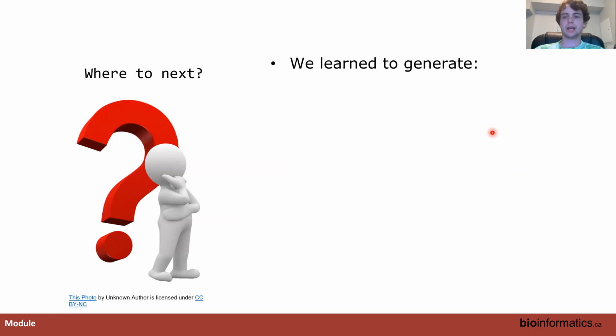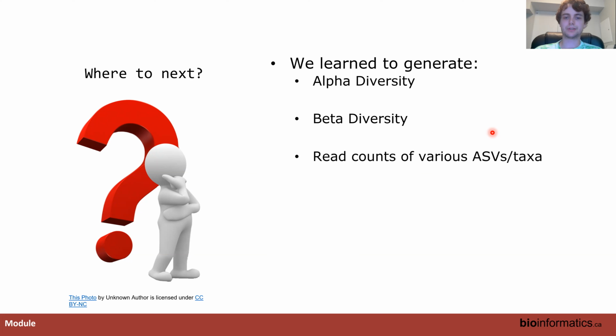And so, in the previous lectures, you've learned to generate a number of different metrics from raw 16S ribosomal RNA gene sequencing data. This includes alpha diversity metrics such as richness or Shannon diversity. It also includes various beta diversity metrics such as UniFrac or Bray-Curtis dissimilarity. Finally, you also learned how to generate read counts of various ASVs, or amplicon sequence variants, and how to classify those variants as different taxonomy or microbial organisms.